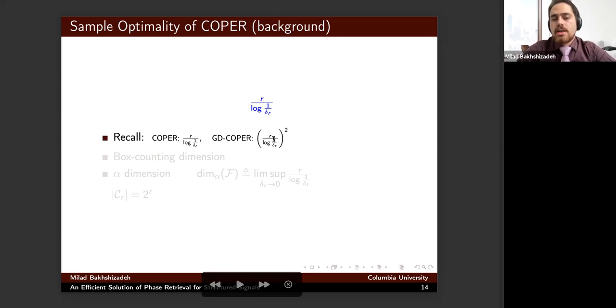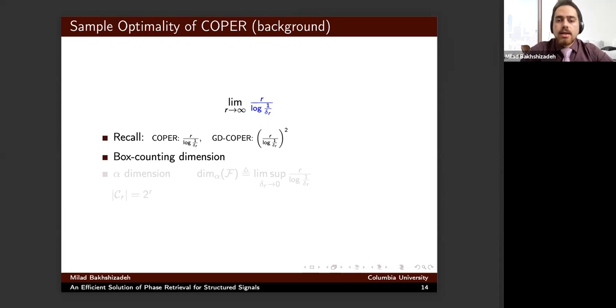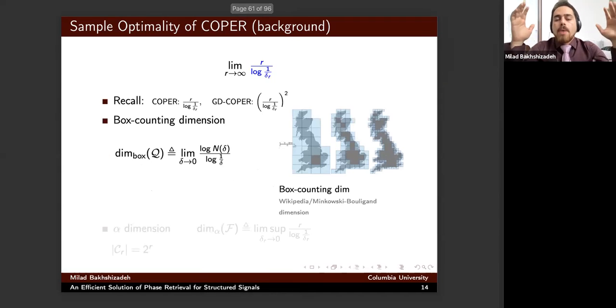For GD COPER is this ratio square. To understand this, I'm going to study it in the asymptotic setting. So I'm going to send the rate of compression to infinity. And it turns out this quantity is closely related to box counting dimension. Box counting dimension is a notion to assign dimension to any subset of Euclidean space.